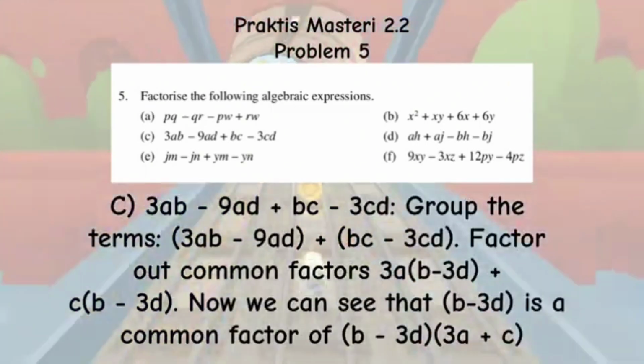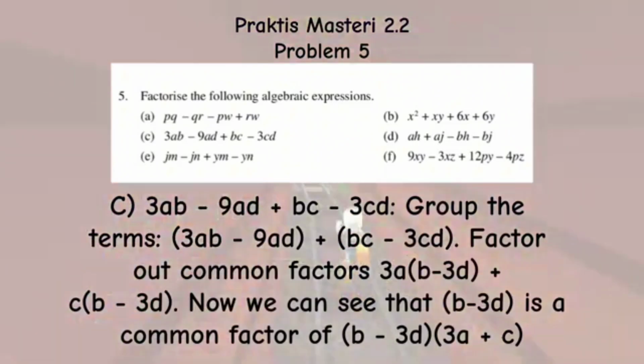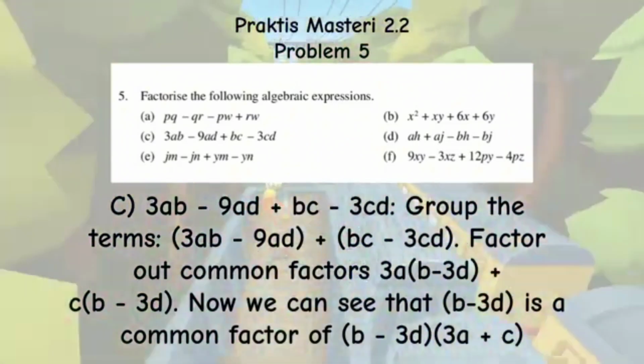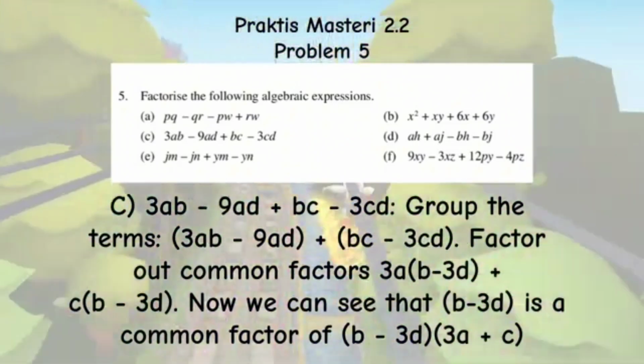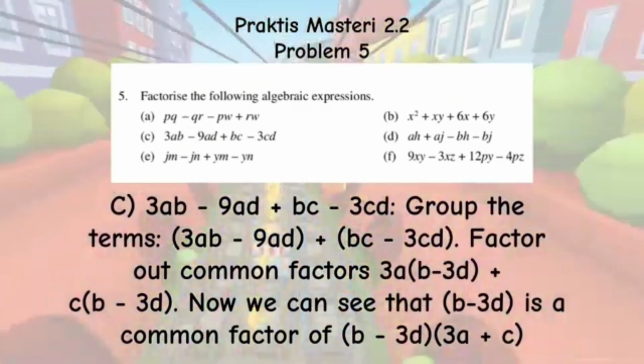c) 3ab − 9ad + bc − 3cd. Group the terms: (3ab − 9ad) + (bc − 3cd). Factor out common factors.